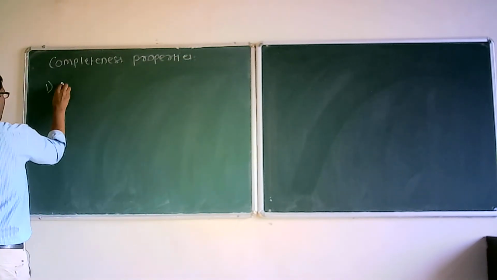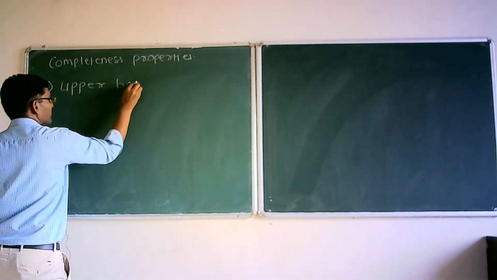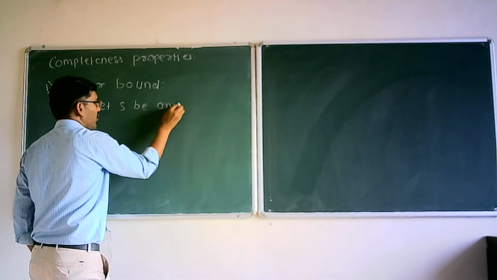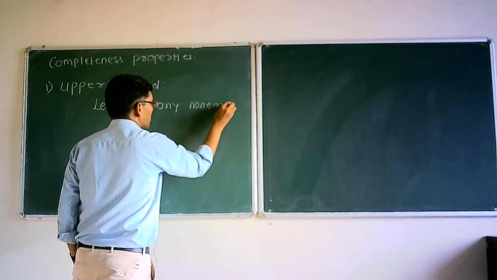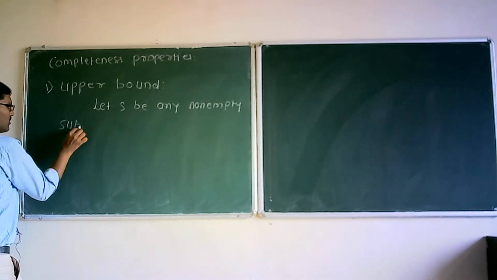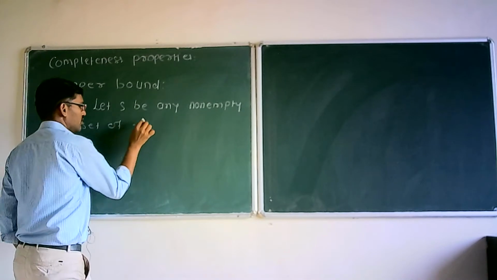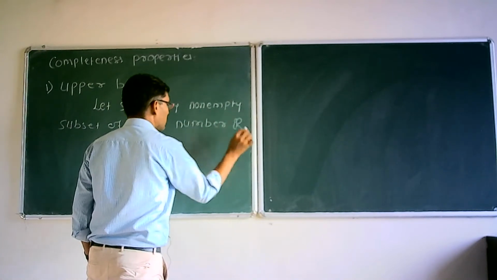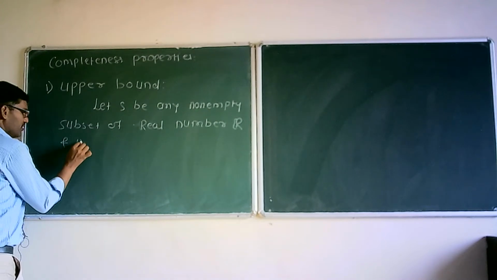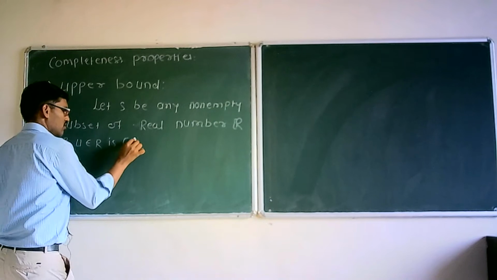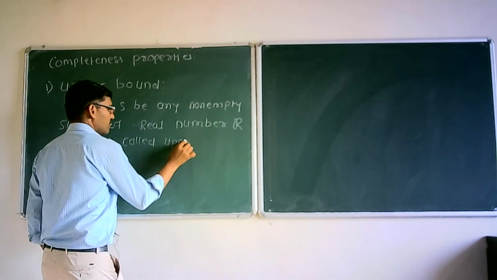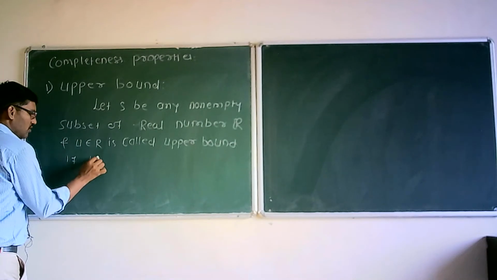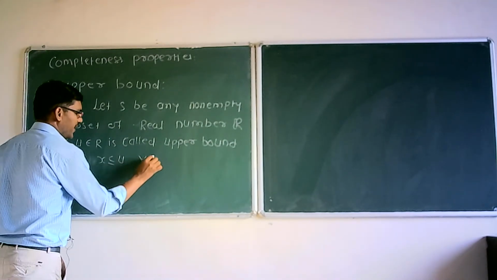Now, first definition: upper bound. Let S be any non-empty subset of the real number set R. Then U belongs to R is called an upper bound for set S if x is less than or equal to U for every x belongs to S.